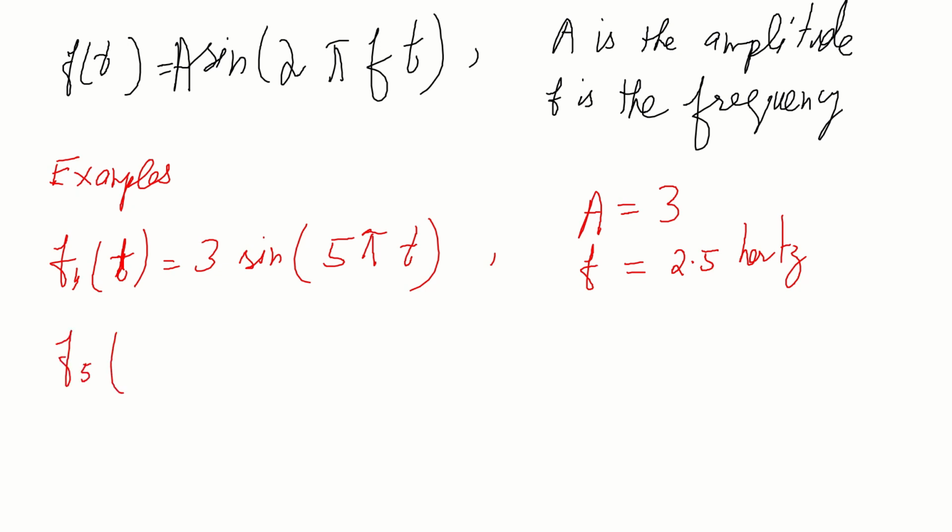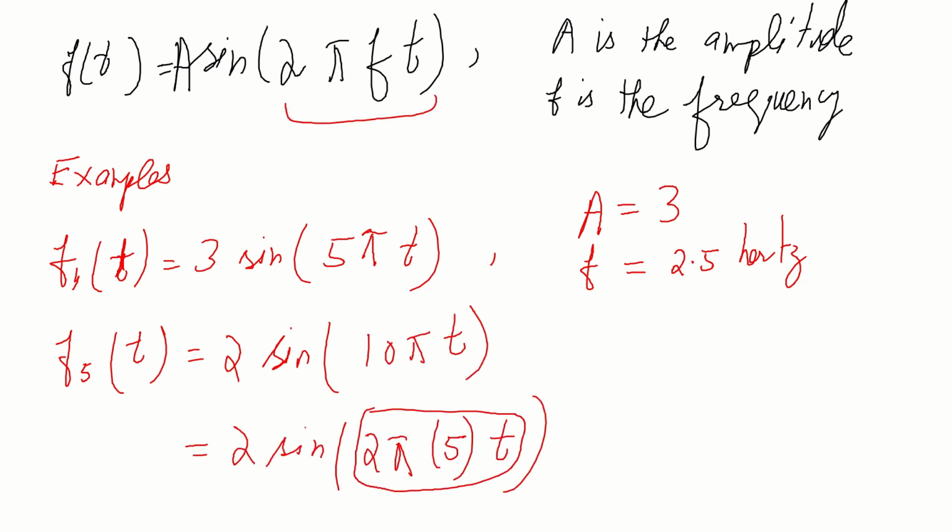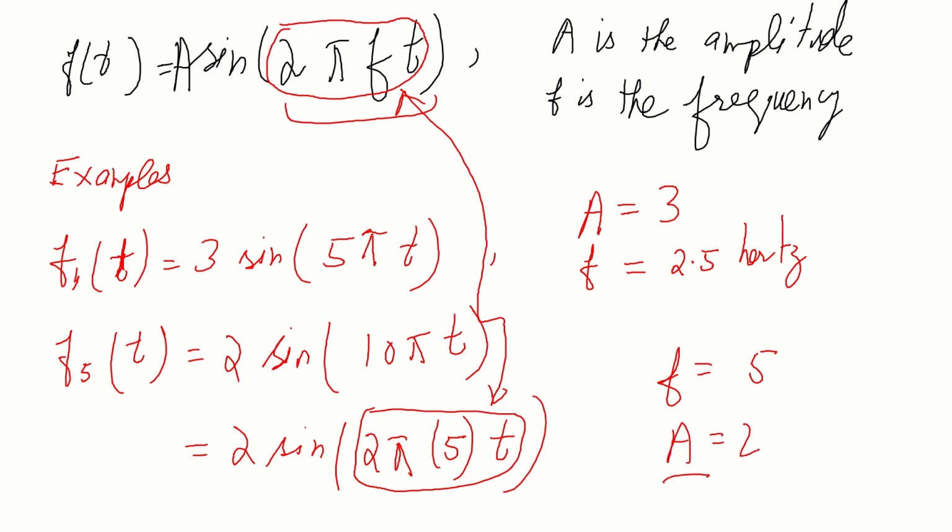Similarly, f5 of t is equal to 2 sine 10 pi t. The amplitude of this function is 2 and the frequency is 5. And therefore, the time period is 1 by 5.